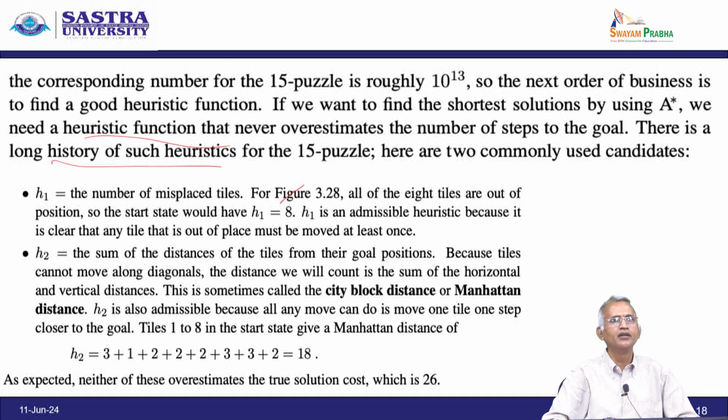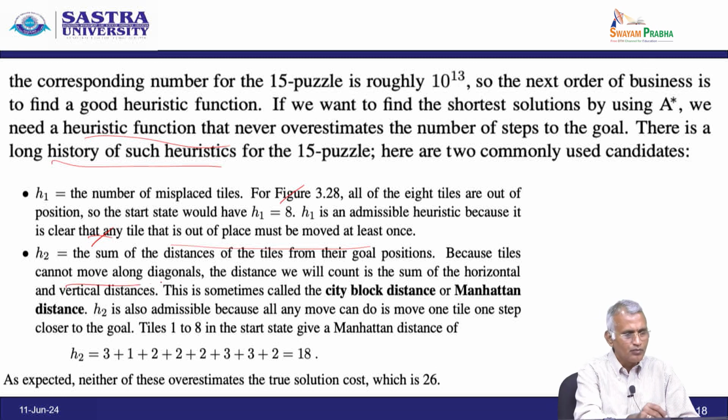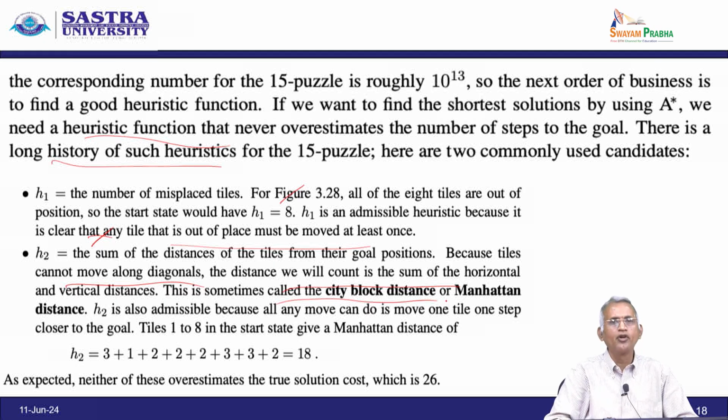H1 is an admissible heuristic because it is clear that any tile that is out of place must be moved at least once, and H2 is the sum of the distances of the tiles from their goal positions, because tiles cannot move along the diagonals. The distance we will count is the sum of the horizontal and vertical distances. This is sometimes called a city block distance or a Manhattan distance, and H2 is also admissible because any move can do, at most, move one tile one step closer to the goal.